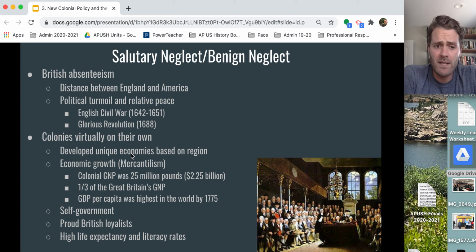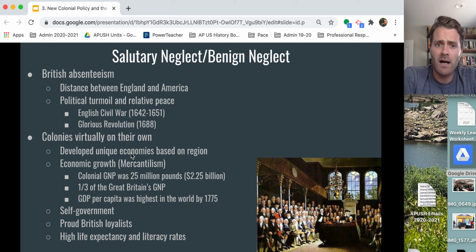By the 1750s and 60s, the colonists are proud British subjects. They look at the king with reverence. They look at Parliament with reverence. They look at England as the perfect political system in the world to model everything after. So they're incredibly proud of their British heritage and of their membership and partnership within the British Empire.